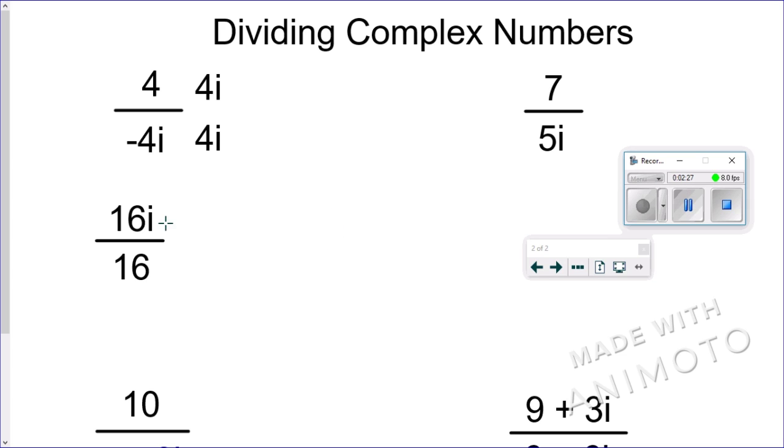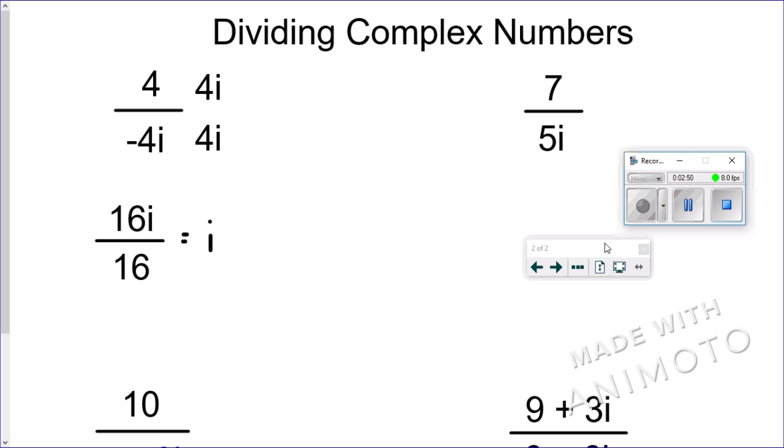You might also say, oh, hold on. How did you get a positive 16 here? Well, because when I multiplied my 2 denominators, negative 4i times positive 4i was negative 16i squared. i squared is negative 1, so negative 16 times negative 1 was positive 16. So this will actually simplify to just i.